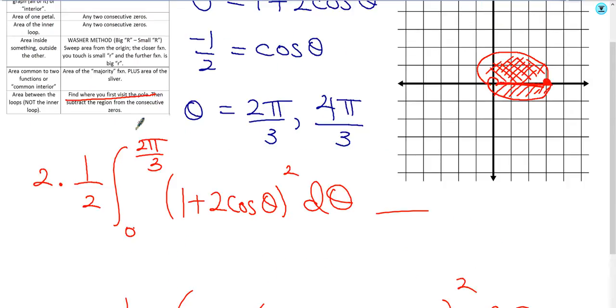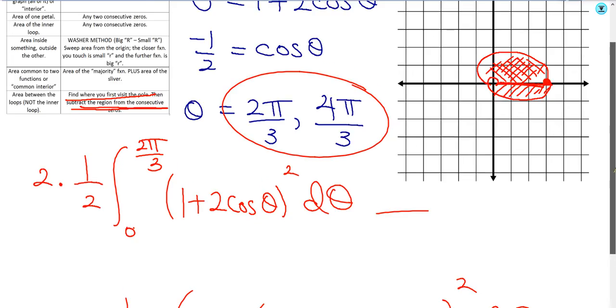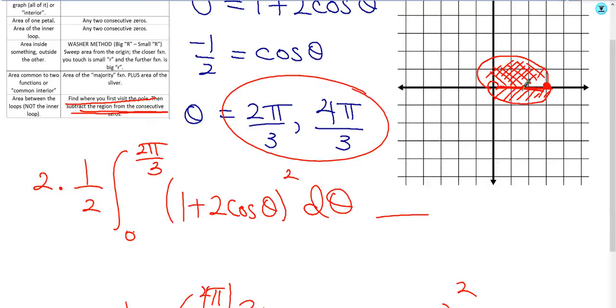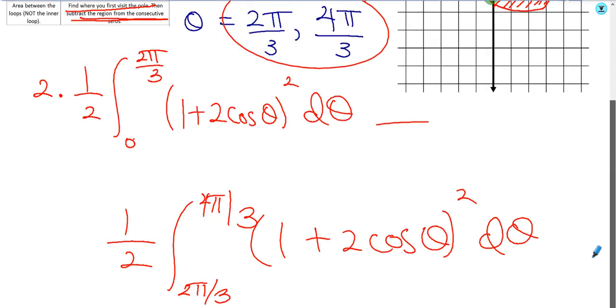And then it says right here, then subtract the region from the consecutive zeros. So here are my consecutive zeros. Subtract this region from the consecutive zeros. So my consecutive zeros are 2 pi over 3 to 4 pi over 3. And if you think about it, from 2 pi over 3, if I'm highlighting this with green, 2 pi over 3, I'm here, and then I go around to 4 pi over 3. And so that's the area of the inner loop. So that's what I'm subtracting when I say subtract the region of the inner loop. So then I can simplify here and plug it into my calculator, and that's what I should get.